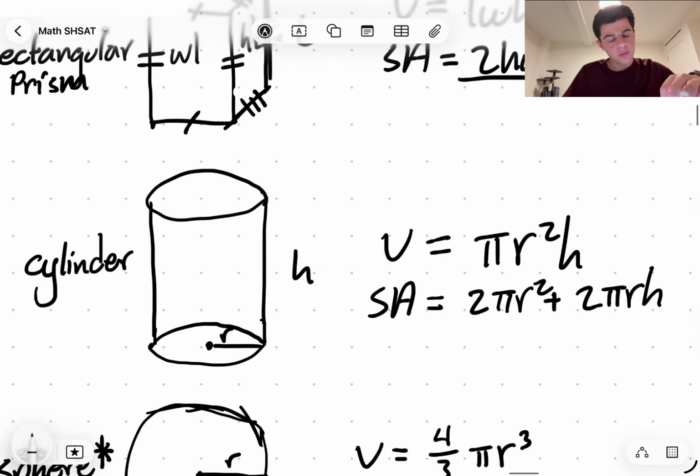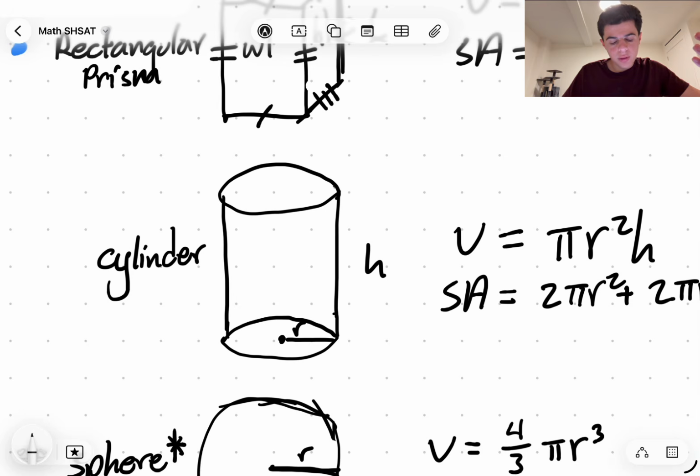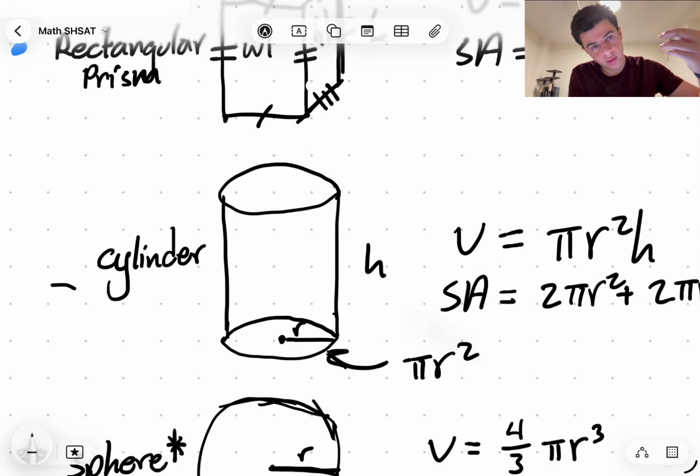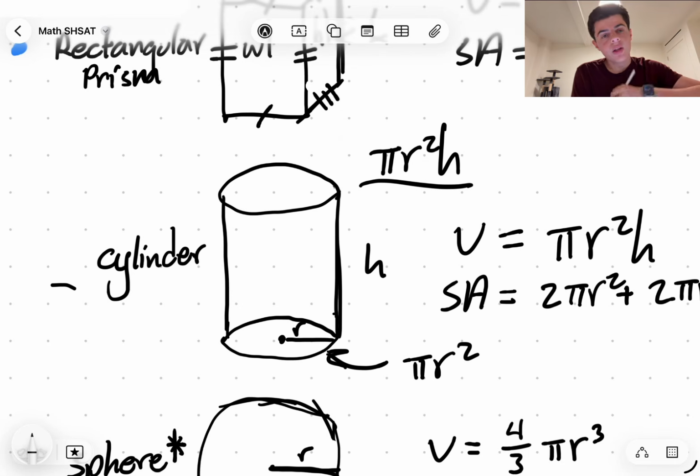Okay, now let's move on to the cylinder, which is less frequently tested, but it's still good to know. This one is also pretty easily derived on the spot. The volume, well, we know that the area of the base is going to be pi r squared, right? Because it's a circle. And now we know that the height is h. So to find the volume, we're going to do pi r squared h, right?